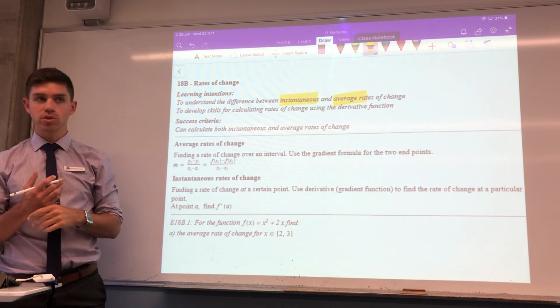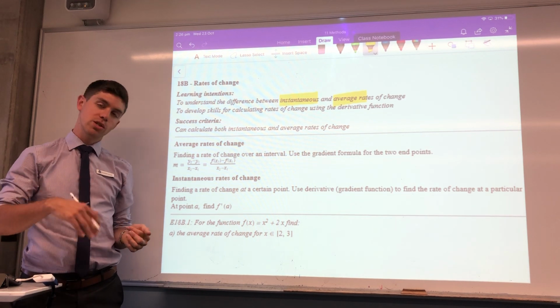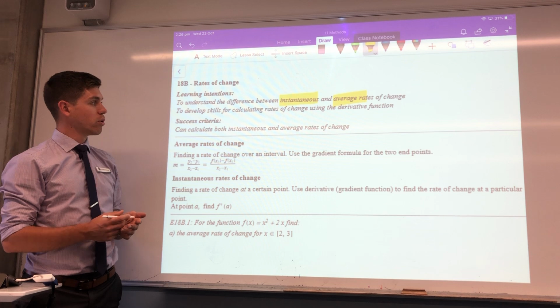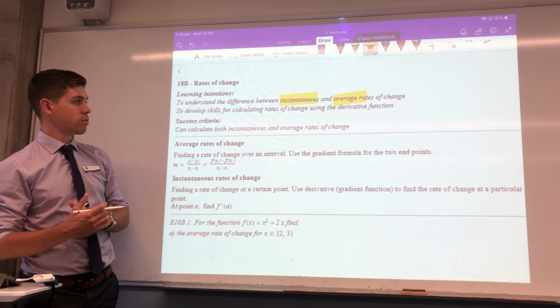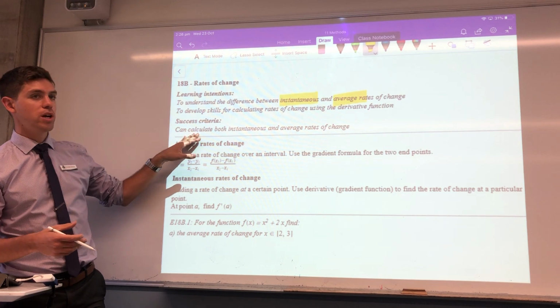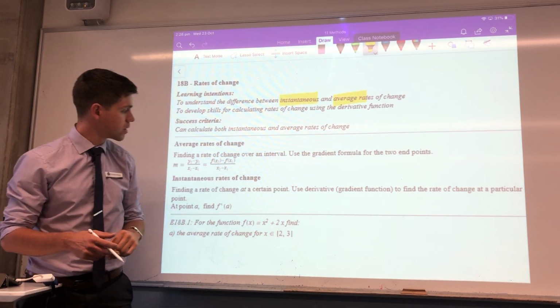So rather than just being able to rely on our gradient, y2 minus y1 over x2 minus x1, as our only way of calculating average rate of change, we want to develop strategies for using the derivative. And hopefully, to measure your success, you can calculate both instantaneous and average rates of change.